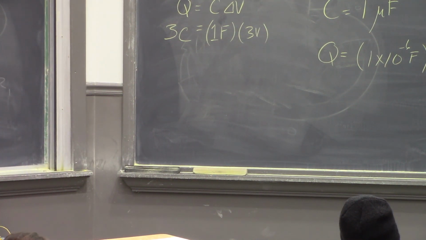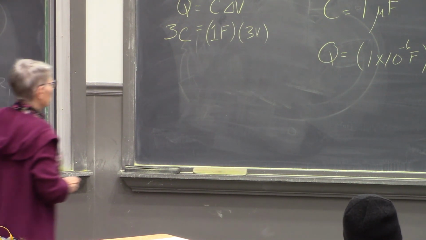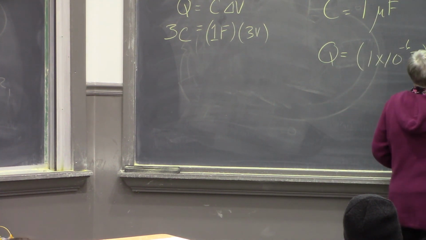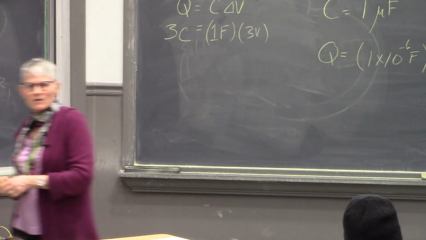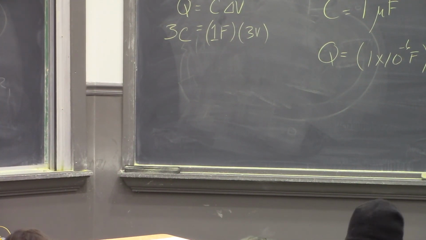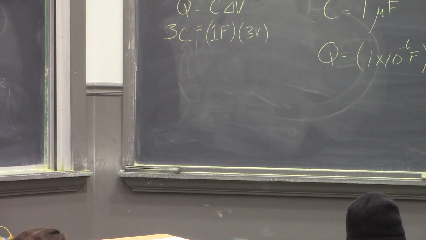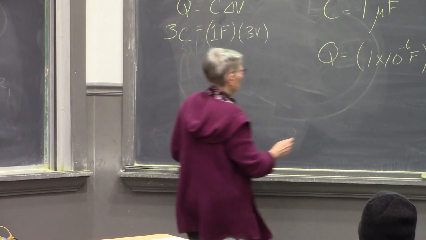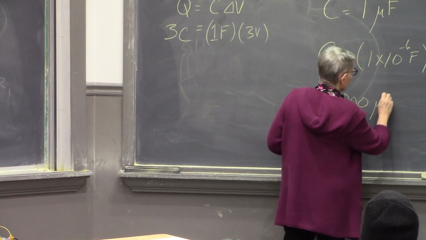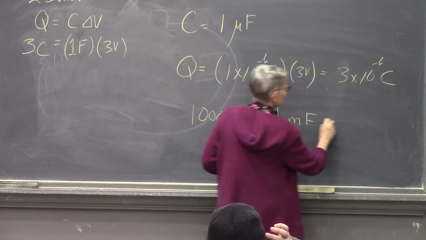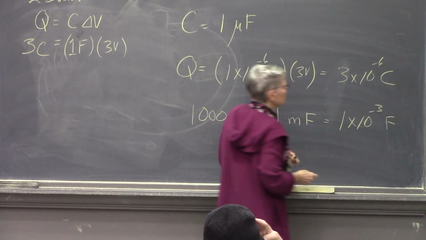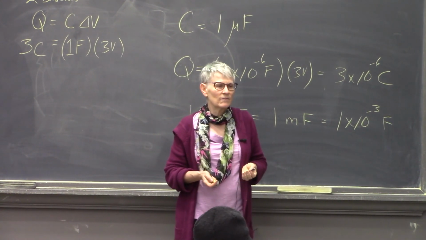The one on my bag is 1,000 microfarads. So 1,000 microfarads would be a millifarad, right? 1,000 microfarads is 1 millifarad, which is 1 times 10 to the minus third farad. So you get a millicoulomb.